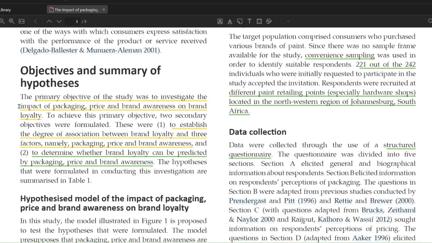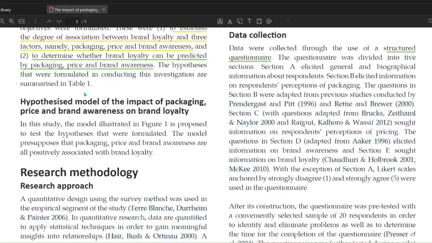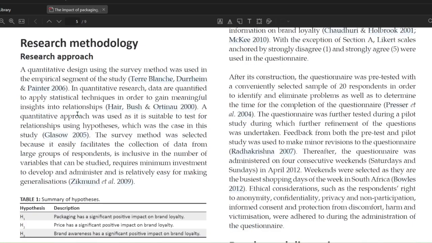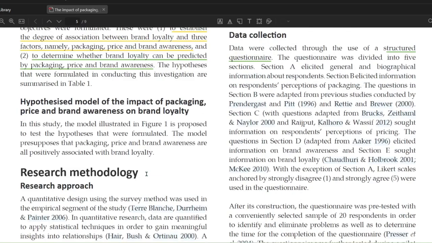Then they said that to achieve the primary objective, there are two secondary objectives. These are here. If you read this paper in detail, you can get it. And then they start the research methodology part. Here they said about the approach and other things. It is the model. There are three hypotheses, three independent variables and a dependent variable.